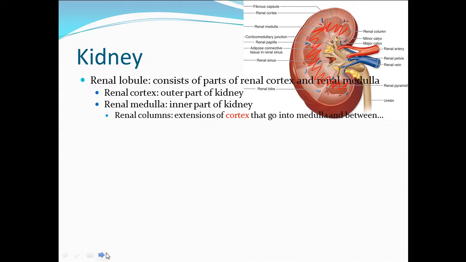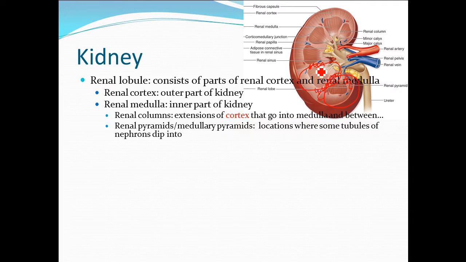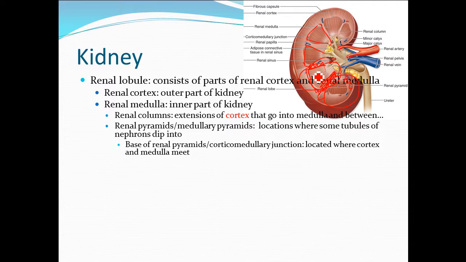Once again, we have the renal columns. The renal columns separate each renal lobule, they're an extension of the cortex. And within the medulla part, we have these renal pyramids here. So this is the renal pyramid. Since it's a pyramid shape, they have a base and also a papilla over here, which is the apex of the renal pyramid.